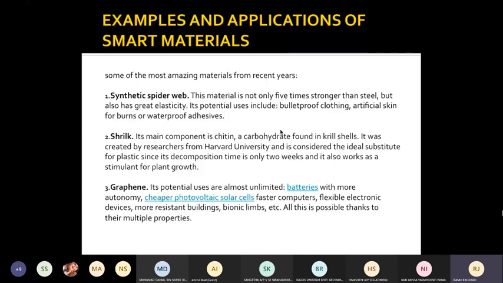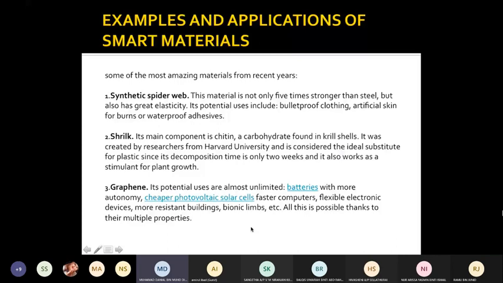And then recently there are a few other smart materials which have been discovered, and the one that attracts my attention is graphene. Graphene is a new material discovered in 2004. It is a one-atom-layer material. It is very outstanding.